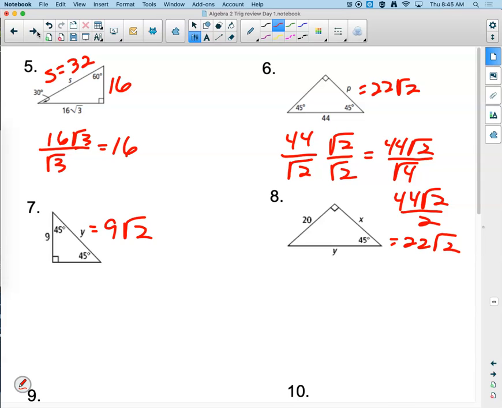All right, look at number 8. What kind of triangle is that? 45, 45, 90. It has to be, because if this is 45 and this is 90, what's left for that one? A little 45. Did they give us the short side? They did. So do we know what x is? It's also 20. And how do you go from short side to hypotenuse in a 45, 45, 90? Multiply by the square root of 2.